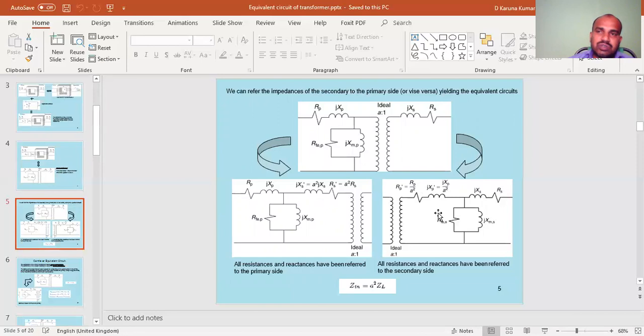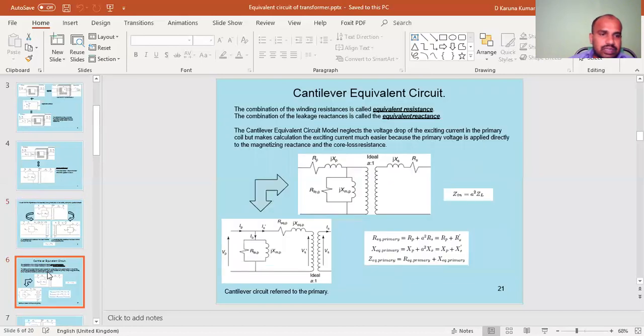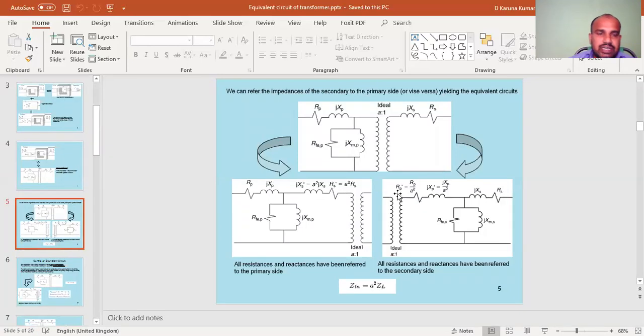Transformation ratio means the ratio of V2 by V1, or N2 by N1, or I1 by I2. That means secondary side voltage by primary side voltage, secondary side current by primary side current. This is R2 dash, which means R2 divided by K squared. There is a transformation of the secondary impedance, that is R2 referred to the primary, using K squared.